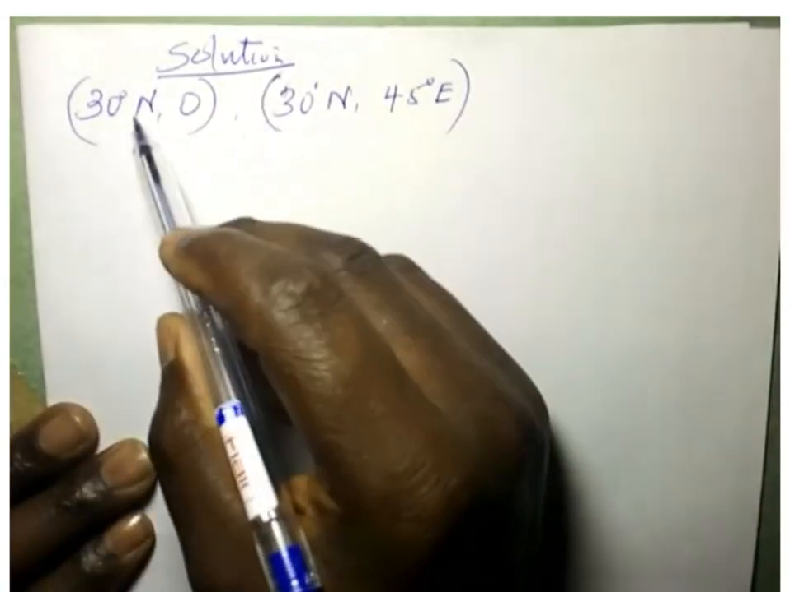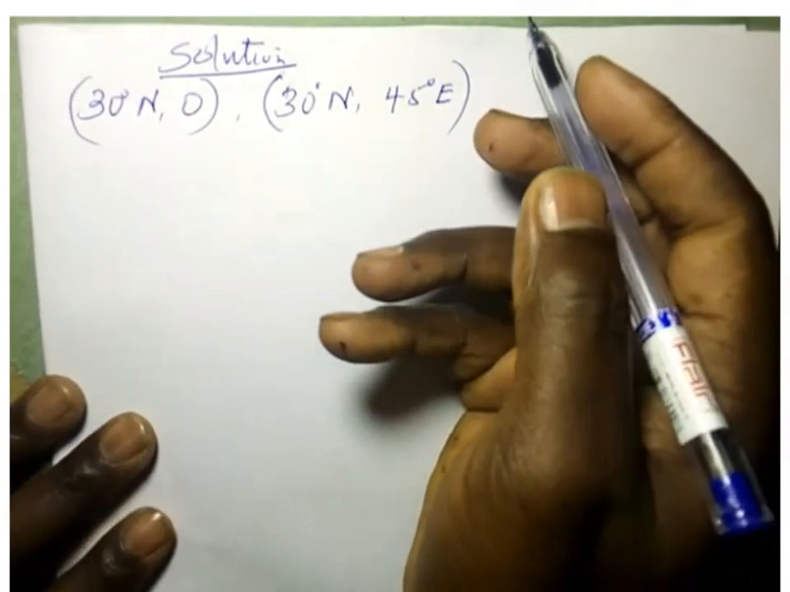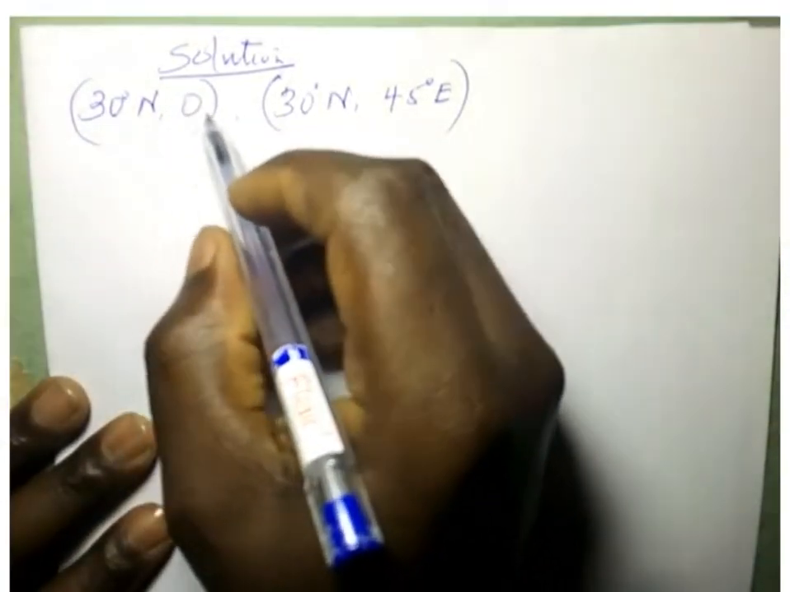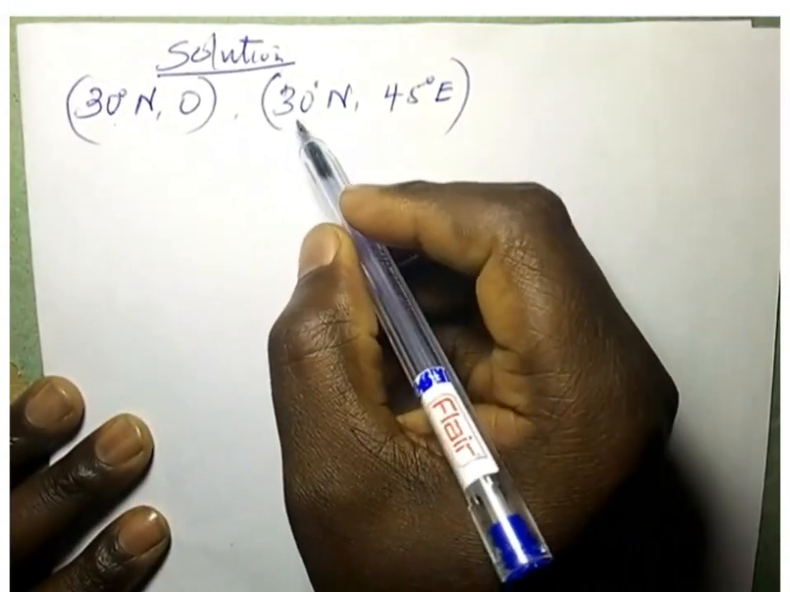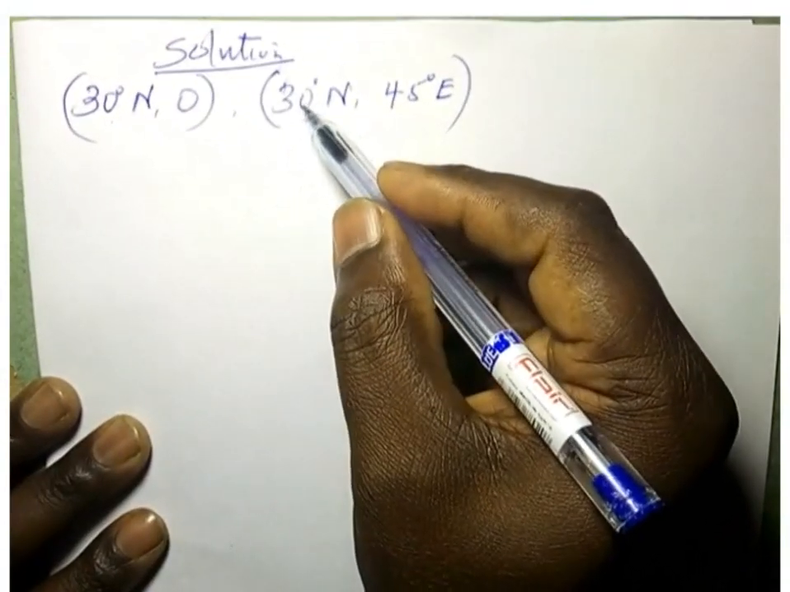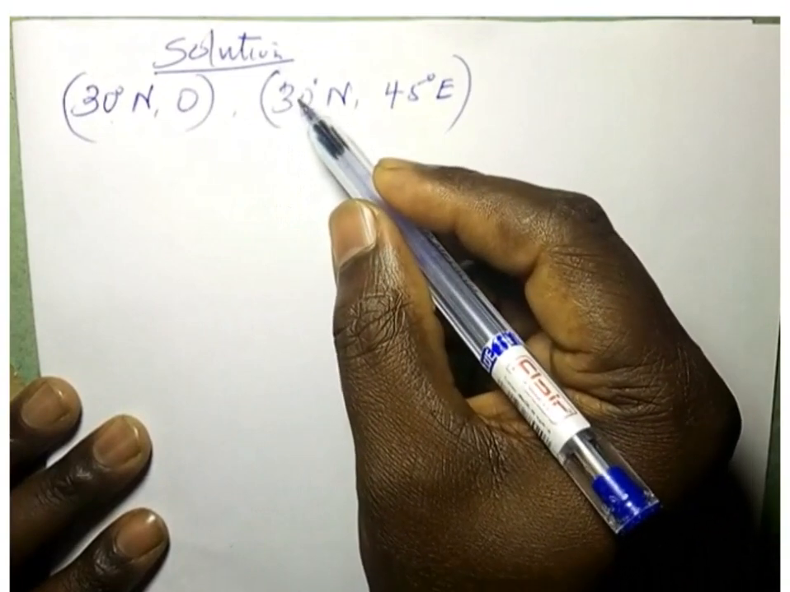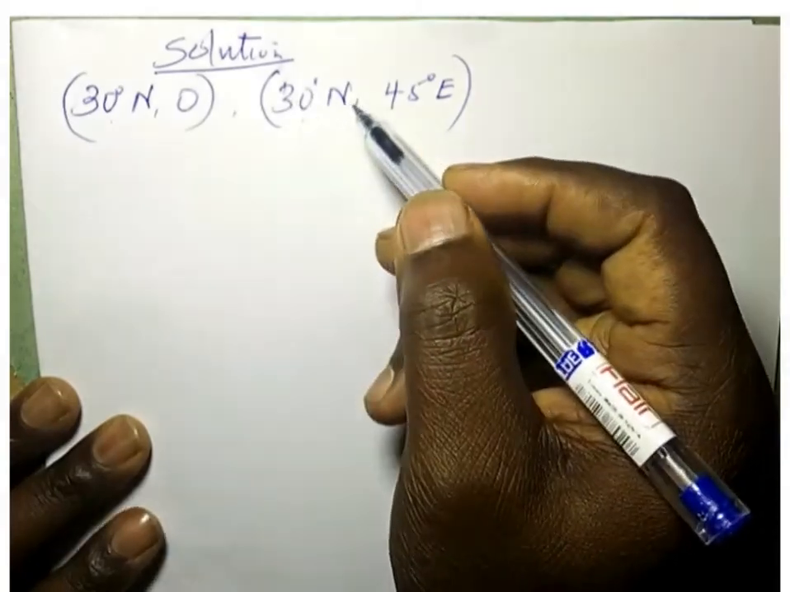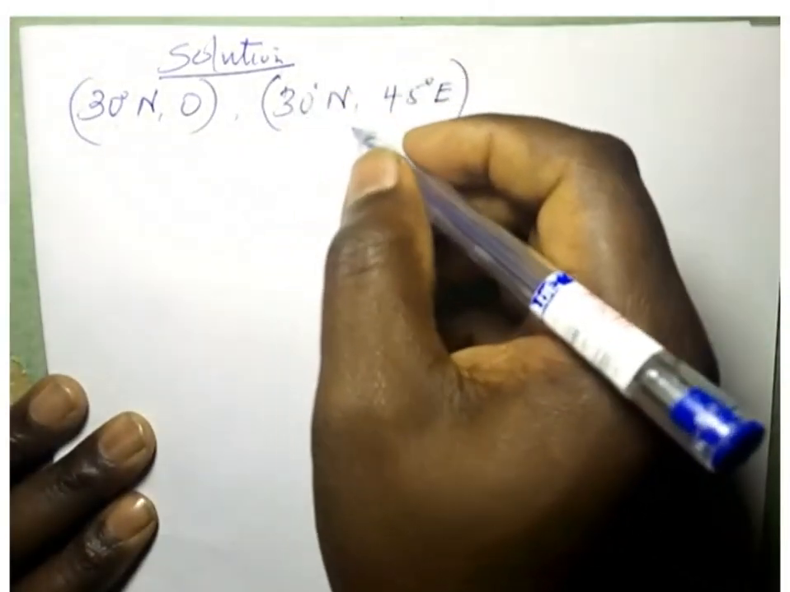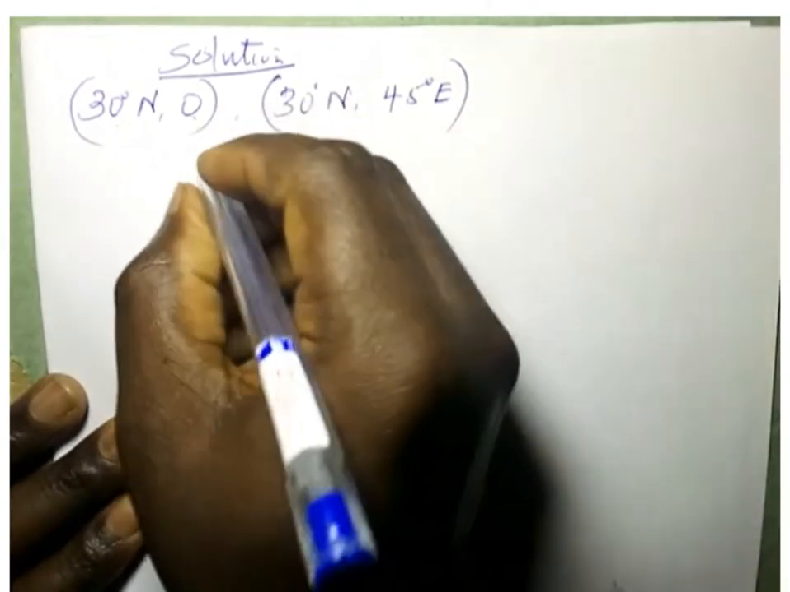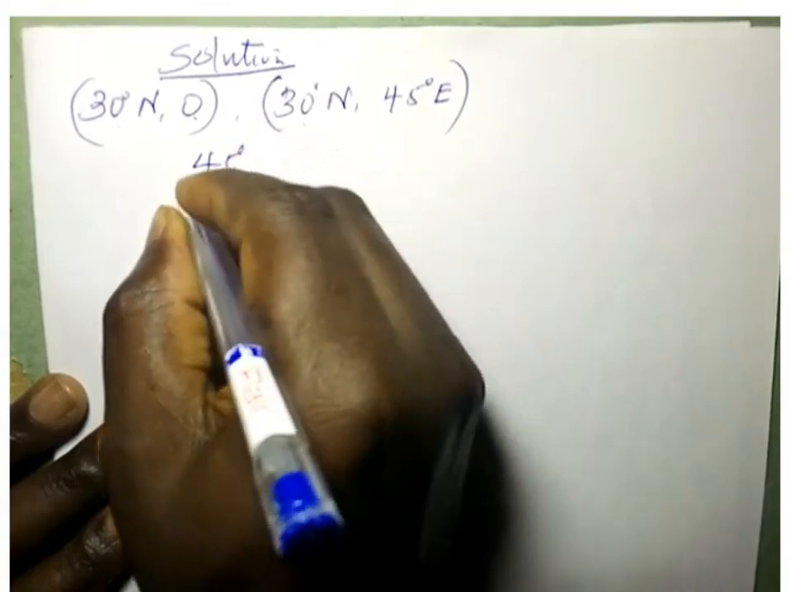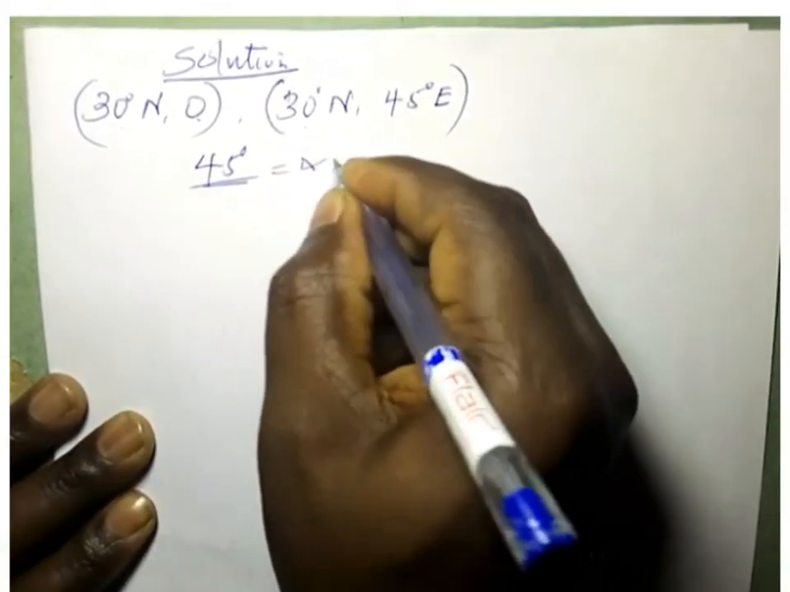So first we want to know, is this a small circle or a great circle? How do you know? This one is a small circle because the latitude is 30. So 30 is a small circle because we said all latitudes are small circles except the equator, which is 0 degrees. So let us get the angle difference. So the angle difference will be 45 minus 0, that one is 45 degrees. That is the angle difference, and this one is the alpha.